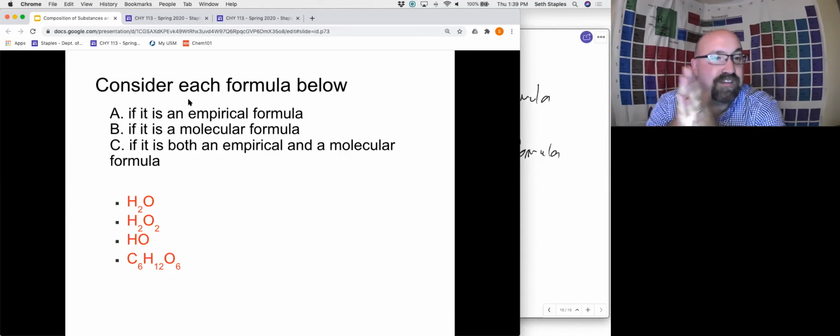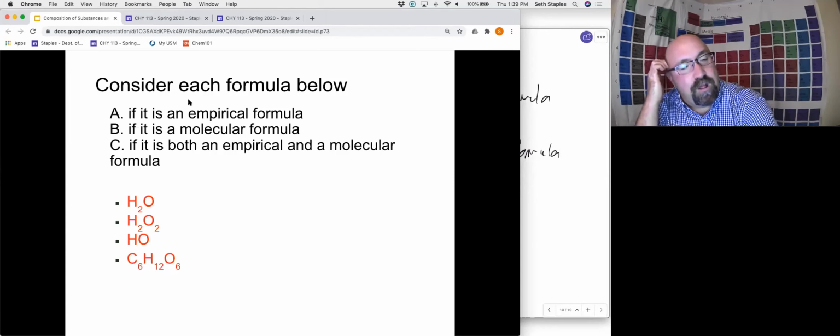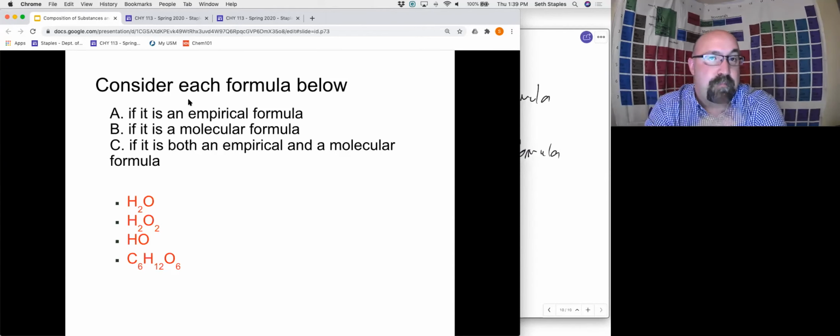HO, the third example, that's simply an empirical formula. We would not consider that to be both because there aren't any compounds, so to speak, that are going to have that formula. There is the polyatomic ion hydroxide, but that's a little bit different of a situation. And finally, glucose, C6H12O6, molecular formula, because we could scale that down to an empirical as we were just showing.